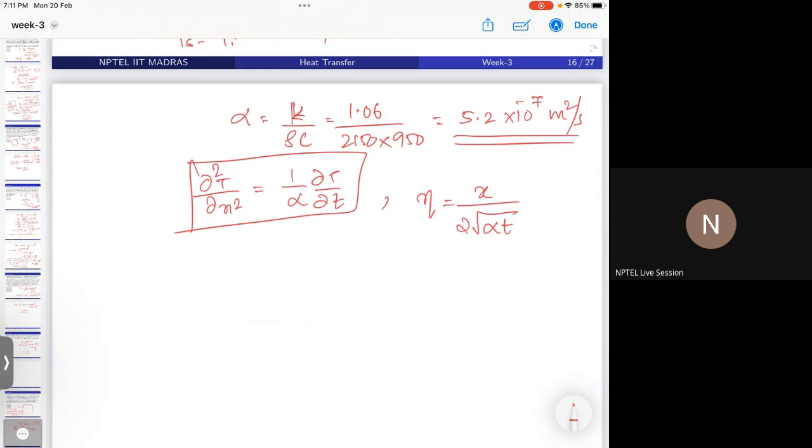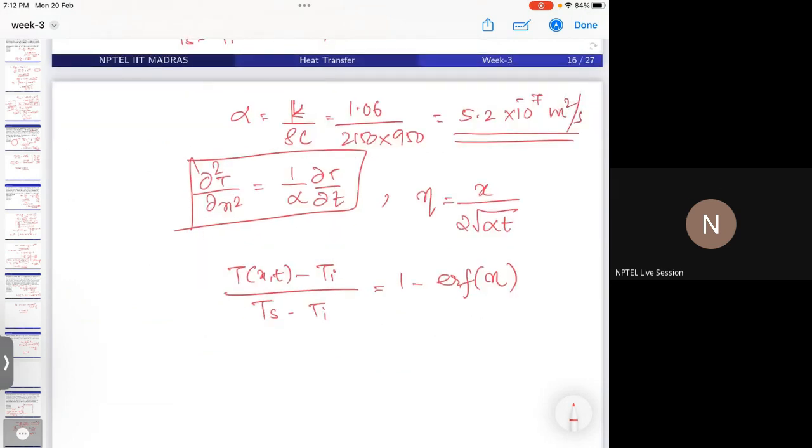If you substitute this into the equation, you will get, and I'm not going into the solution since it's already discussed in class, you can refer back to the lectures, a one-dimensional ordinary differential equation. If you solve it, you will get the temperature distribution. That is how you need to proceed. So eta, the similarity variable, is defined as x by 2 root alpha t, and the solution is T of x,t minus Ti divided by Ts minus Ti equals 1 minus error function of eta. This is the solution of this problem.